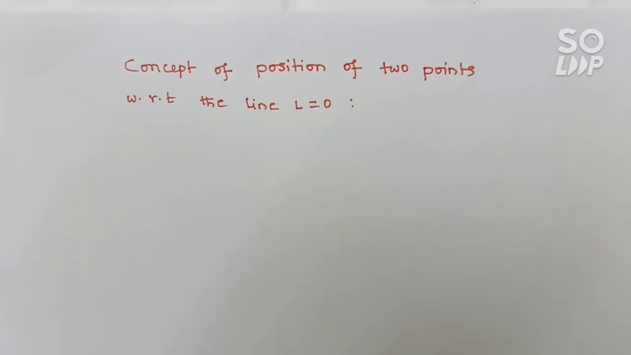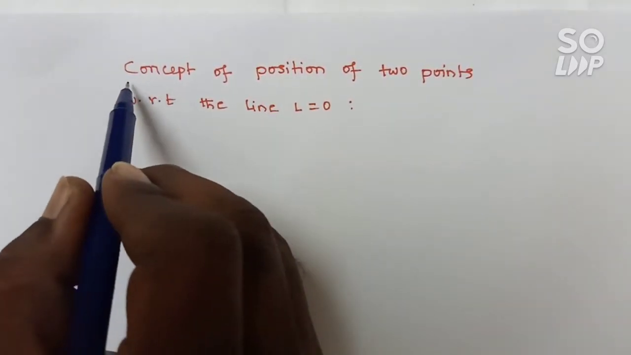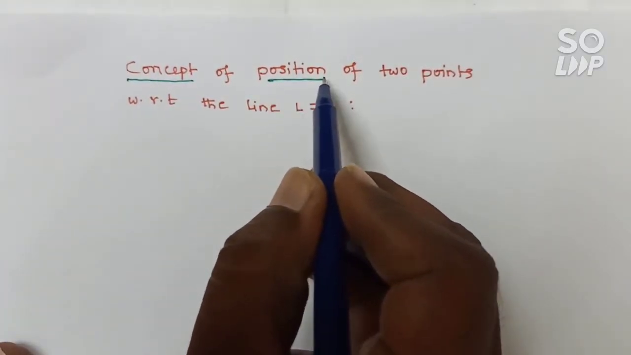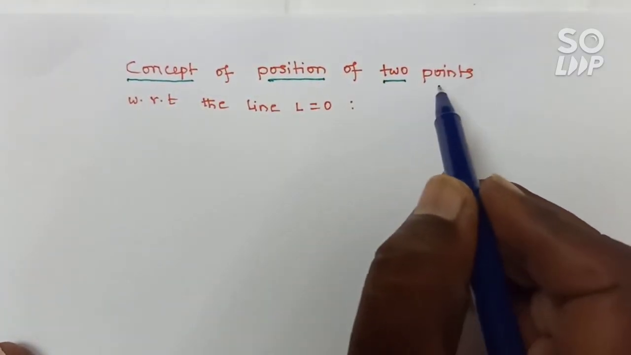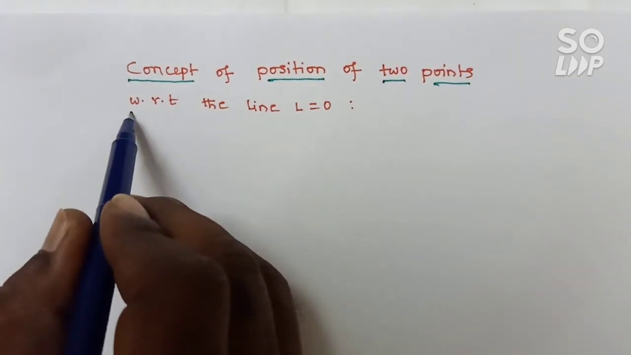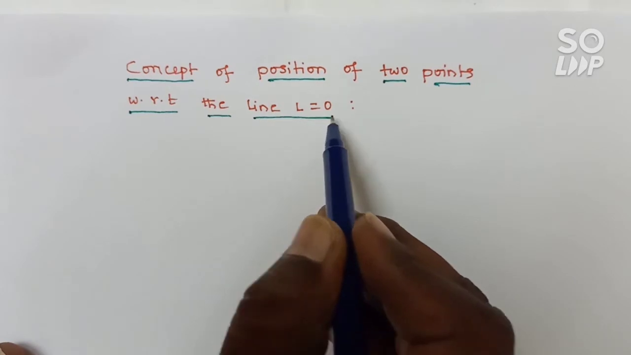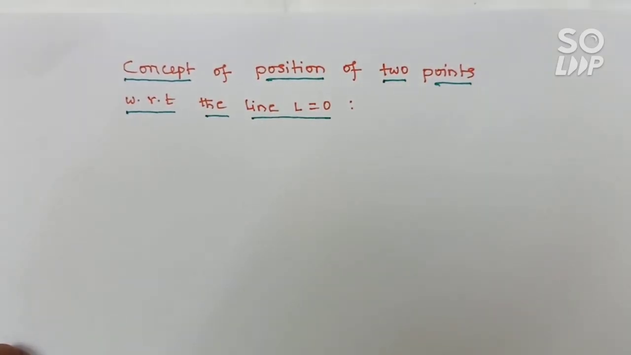Okay guys, in this video we are going to discuss a new concept, that is the concept of position of 2 points with respect to the line L equals 0. What is the meaning of this?